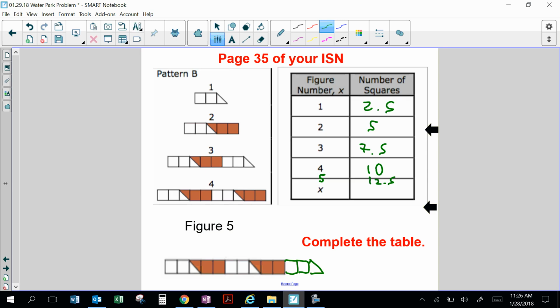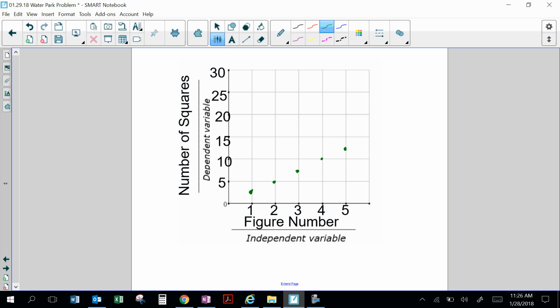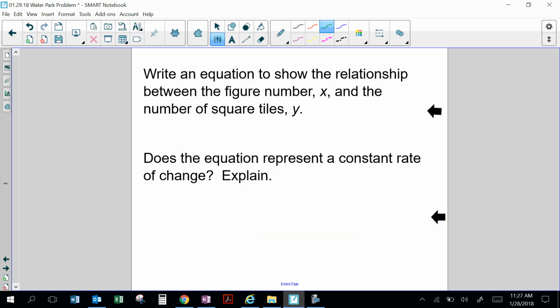So which side is the independent and which side is the dependent? In a graph, which side is the independent, dependent? Can you say the word dependent using the word depends? How do you know that this is the dependent using the word depends? Hopefully you're thinking the number of squares depends on which figure number you're at. Now, what is the equation that shows the relationship between x and y?